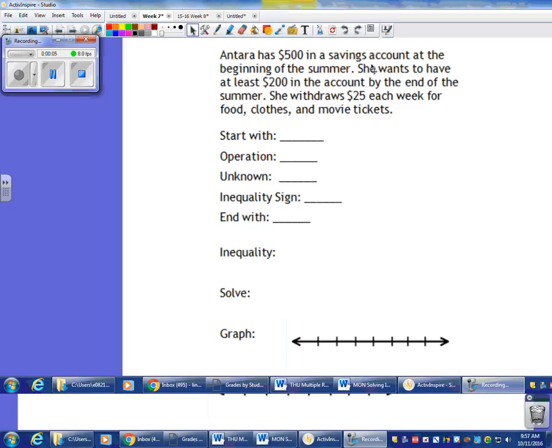savings account at the beginning of the summer. She wants to have at least $200 in the account by the end of the summer. She withdraws $25 each week for food, clothes, and movie tickets. So what we want to do first is we want to highlight those keywords.